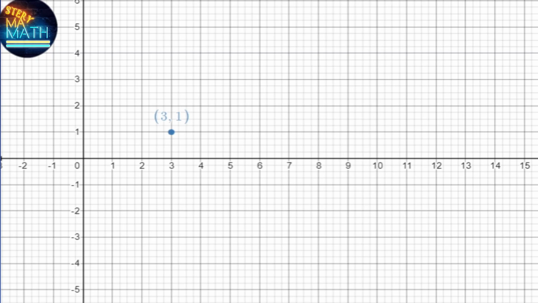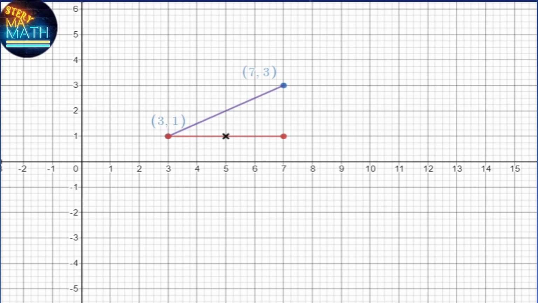Let's get started. If we have 2 points, (3, 1) and (7, 3), and we need the midpoint of the line segment joining these 2 points, it's obvious that the x-coordinate, which is in the middle of the horizontal line, is 5. And similarly, the y-coordinate, which is in the middle of the vertical line, is 2. So the midpoint will be (5, 2).